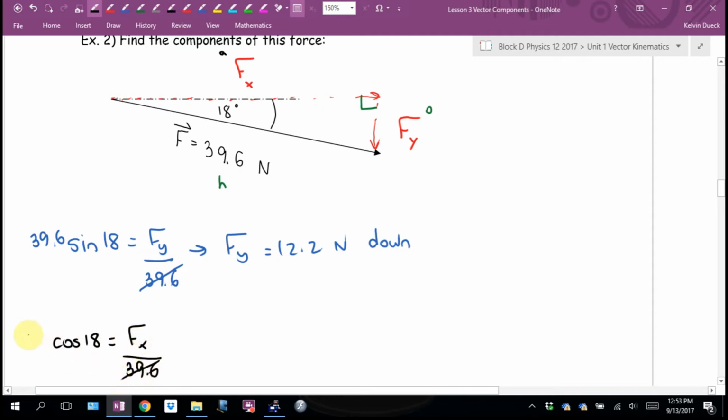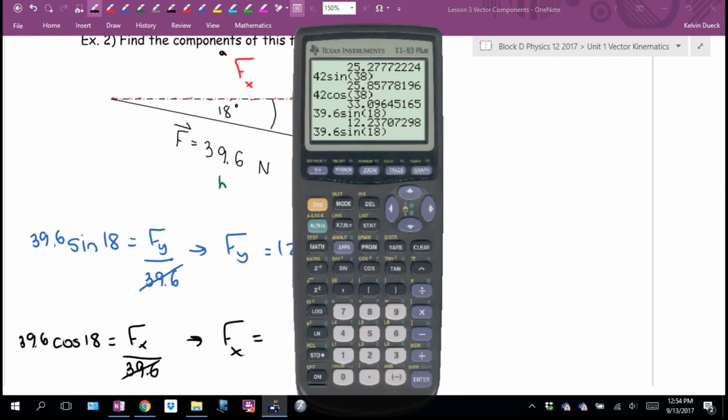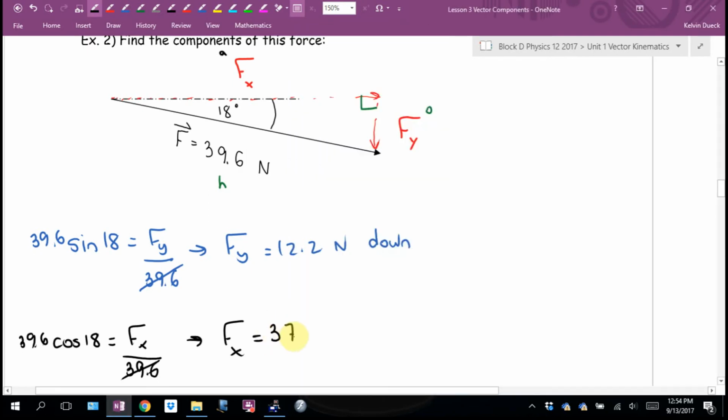And some of you are saying, hey, Mr. Dewick, there's some nice shortcuts I can take along the way, to which I say, yep, just be careful, make sure they always work. Especially if you listen to my rant about getting a good calculator. 37.7 newtons, right, positive, whatever. Is that okay?